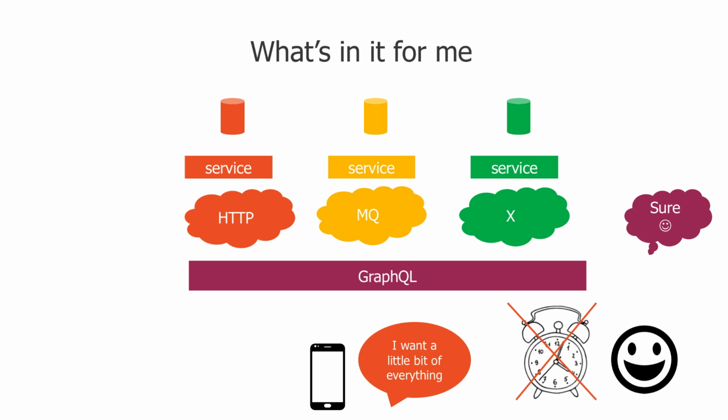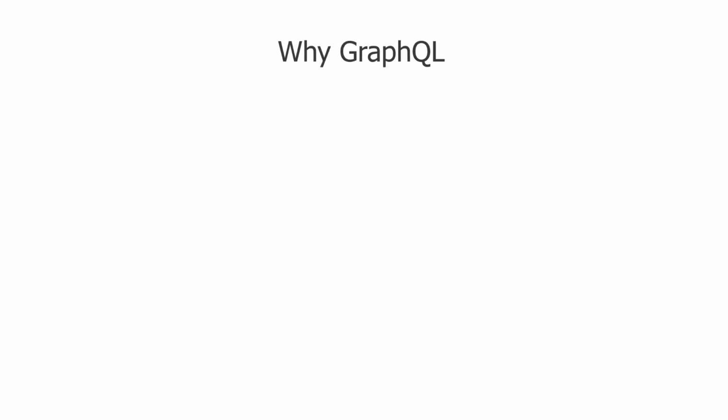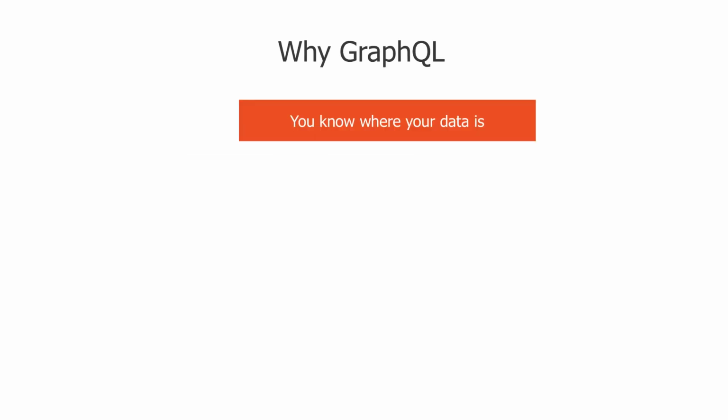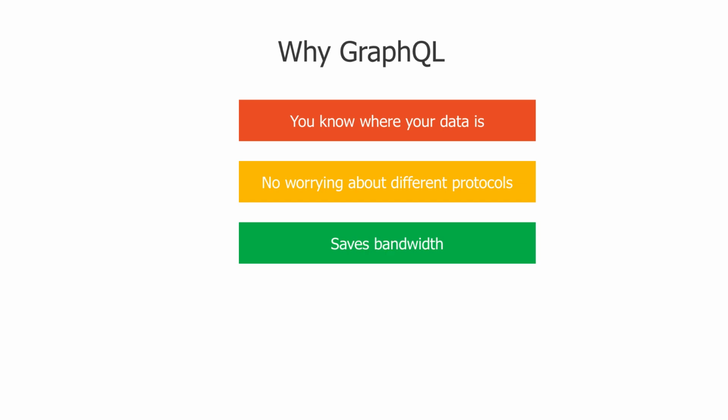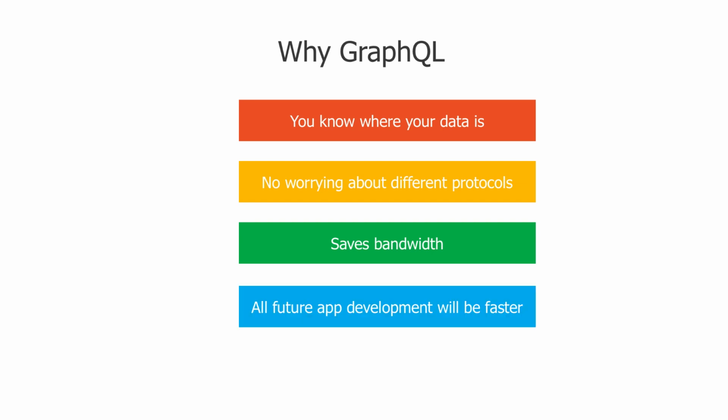You're also going to have very happy end users because suddenly you're going to be able to content negotiate with the GraphQL layer and say, instead of those usual 40 columns or 20 columns that I get on my REST endpoint, I'm going to be able to tell you I only want two or three columns back. That's going to save me a ton of bandwidth. So why GraphQL again? You know where your data is because it lives in the GraphQL layer. You don't have to worry about different protocols as you build your next, your second, your third, and your 10th app. It's going to save you a ton of bandwidth because you're able to negotiate with the GraphQL layer exactly for the data you want. So all your future app development will be faster.